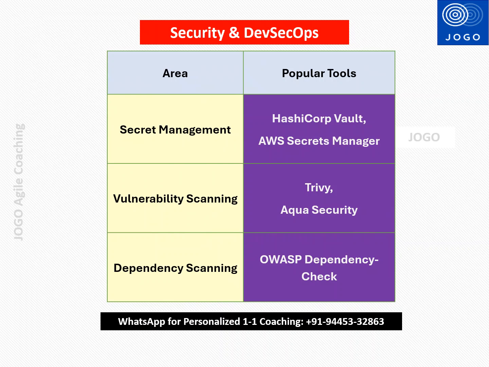The next phase in DevOps is security and DevSecOps. Here we will be focusing on various areas like secret management, vulnerability scanning, dependency scanning, etc. The popular tools used for these areas are mentioned on the right side. The tools are HashiCorp Vault, AWS Secrets Manager, Trivy, Aqua Security, and OWASP Dependency-Check. These are very few tools used for security scanning and DevSecOps.